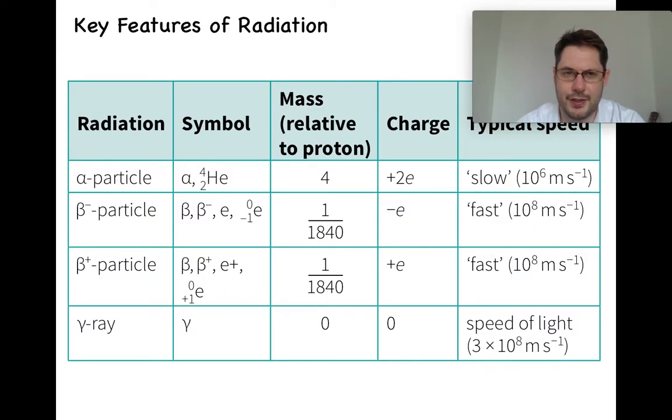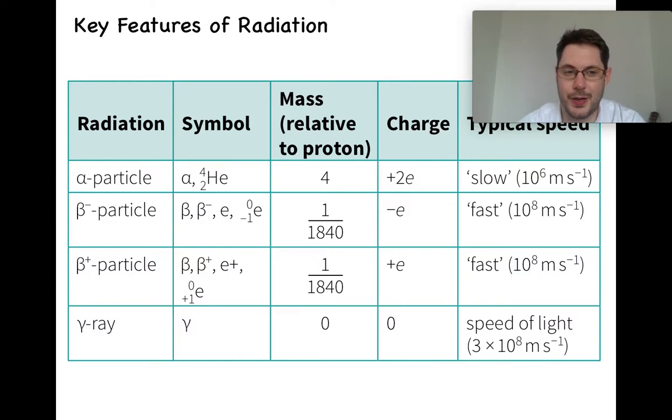Okay, let's have a look at some key features of radiation here, just to remind ourselves. Well, we've met alpha particles before. We're familiar with those. Alpha particles are just helium nuclei. That means they have a nucleon number of 4 and a proton number of 2. So a charge of +2 and a mass of +4. We can say that their typical speed is slow, 10 to the 6 meters per second, bearing in mind that 3 times 10 to the 8 is the speed of light.